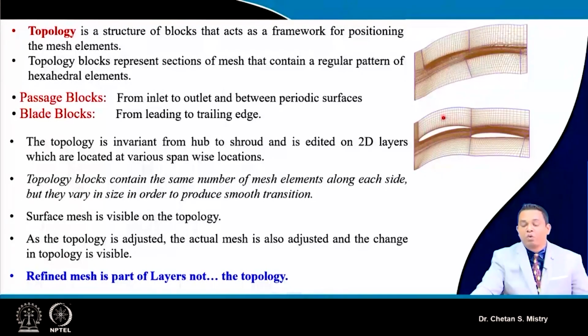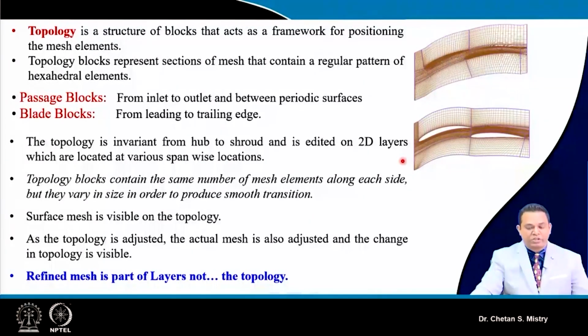So we can say we need to discretize this domain using these blocks. The block we have defined is the passage block, and the second we have discussed is the blade block. The blade block is from the leading edge to the trailing edge, and my passage block is for inlet to outlet with a periodic surface. Now this topology is invariant from hub to shroud and edited on the 2D layer located at various spans.